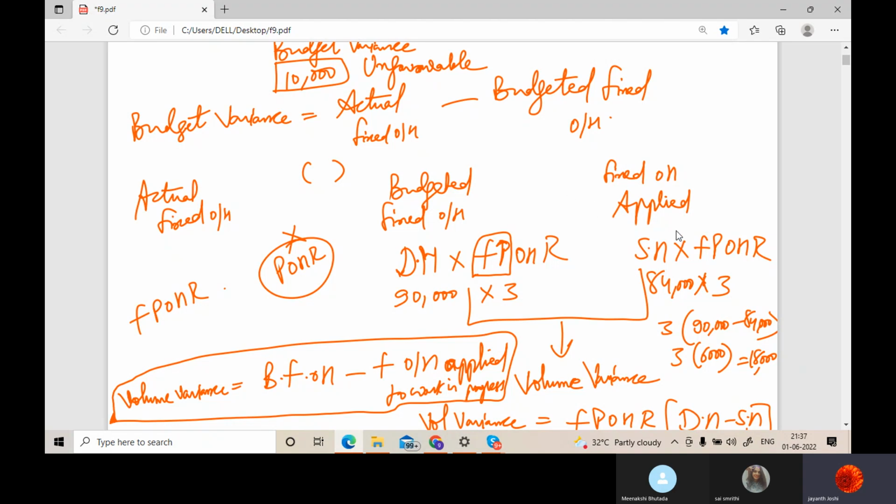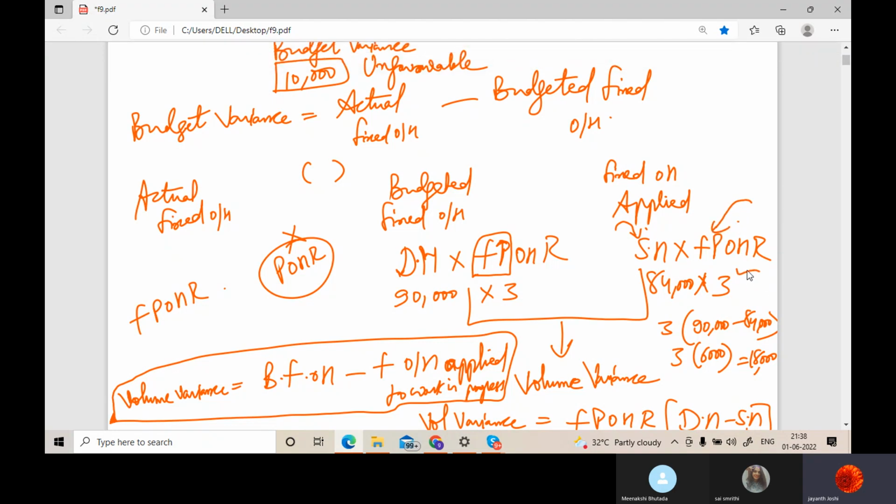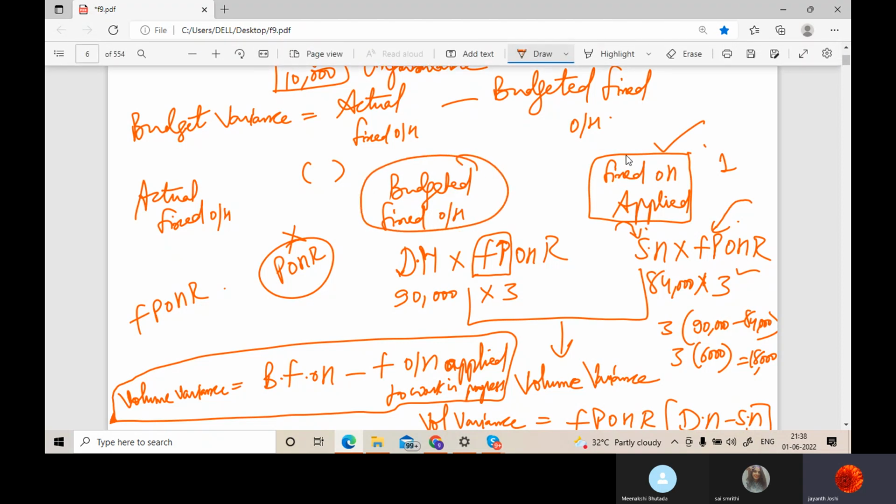So standard hours, that means standard hours for actual output, into the fixed predetermined overhead rate. That means the rate you have found out related to overheads, like per unit how much you are incurring. That means per machine hour how much you are incurring. When you multiply these two, you get fixed overhead applied. Okay, this is what you budgeted, but that is applied.